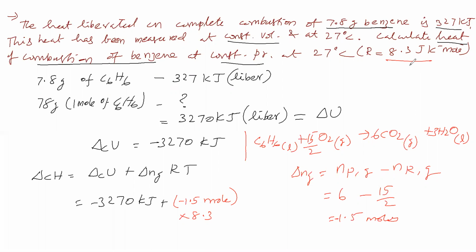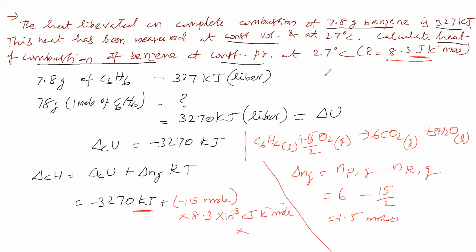R is given as 8.3 joule per Kelvin per mole. Already we have substituted kilojoule, therefore we have to substitute this R in kilojoule, that is 10 power minus 3 kilojoule per Kelvin per mole. So we have substituted R. Then temperature we have to substitute.